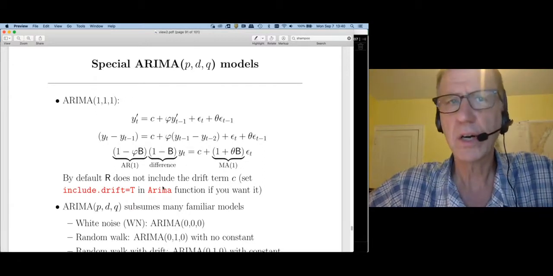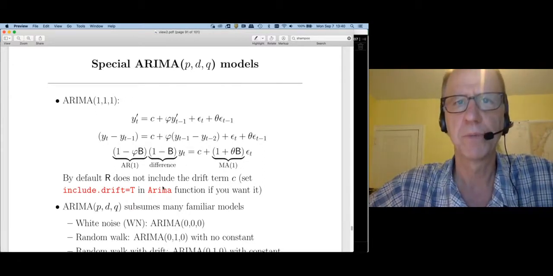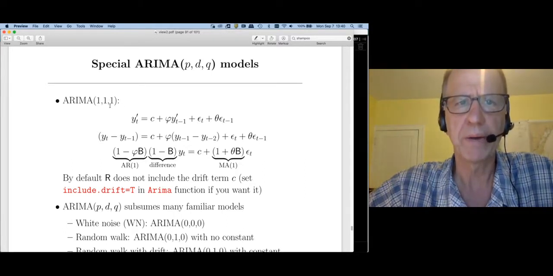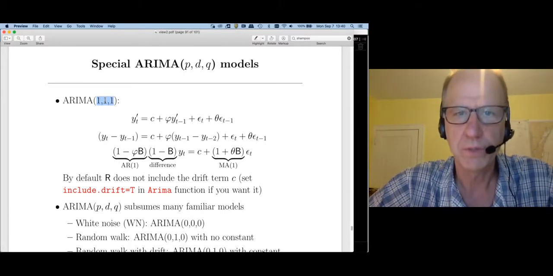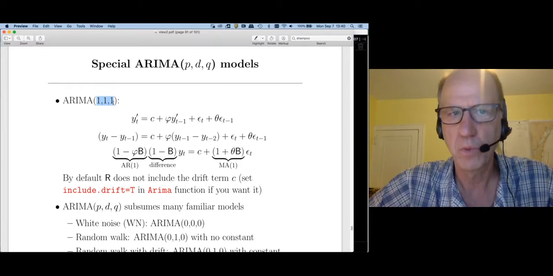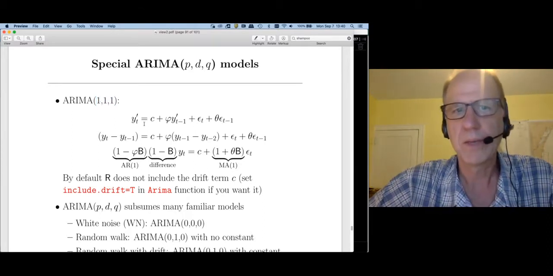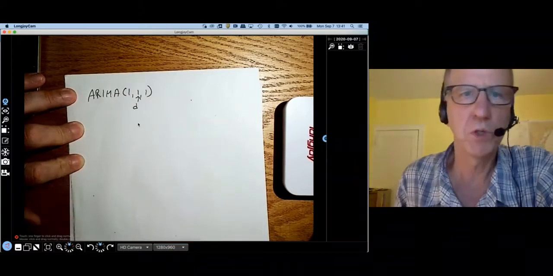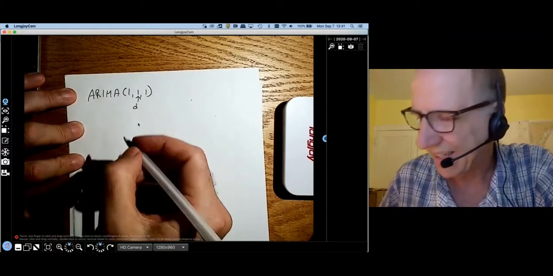Now let's talk about a few special ARIMA models. The first one that I want to talk about is the ARIMA(1,1,1) model. We're going to take one difference. We'll have one autoregressive coefficient and one moving average coefficient. Let's go write this out. This is the number of differences, which we call d.